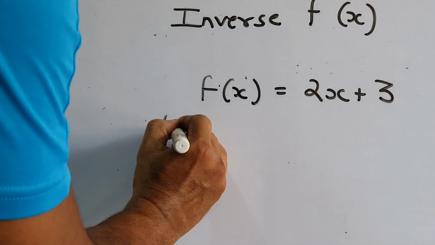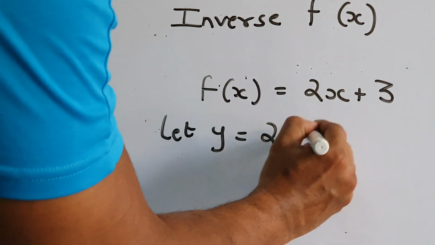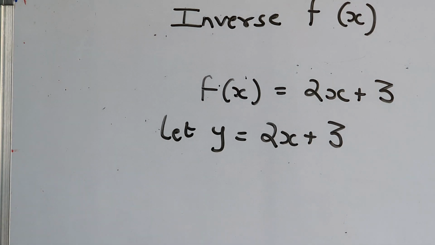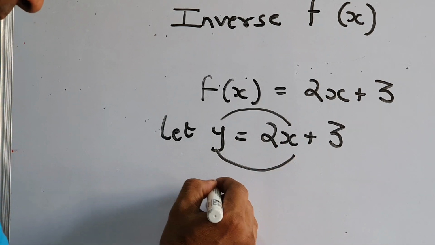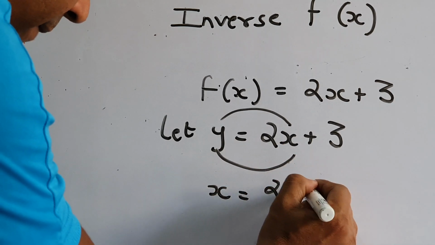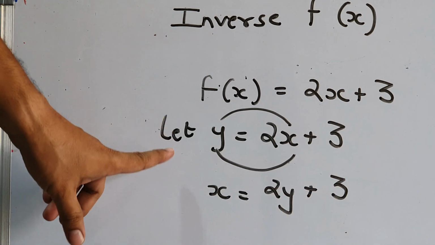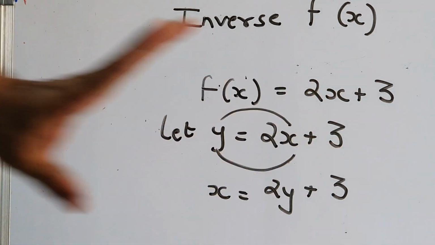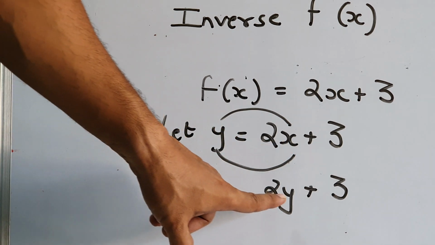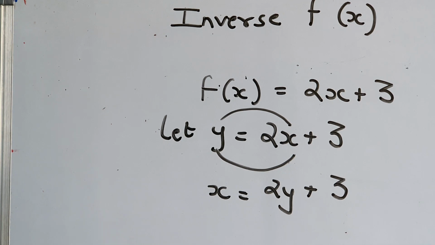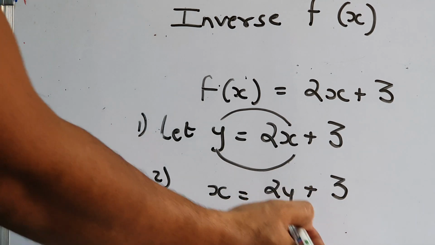We start, let y be equal to, instead of f(x) now I write y, equal to 2x plus 3. This is our first step. Second step, swap x and y. So x will come here and y will go here. I will tell you at the end why I did this. First step, let y be equal to 2x plus 3. Second step, swap the alphabets x and y, so x comes on the left hand side and y comes on the right hand side. Third step is to make y the subject.